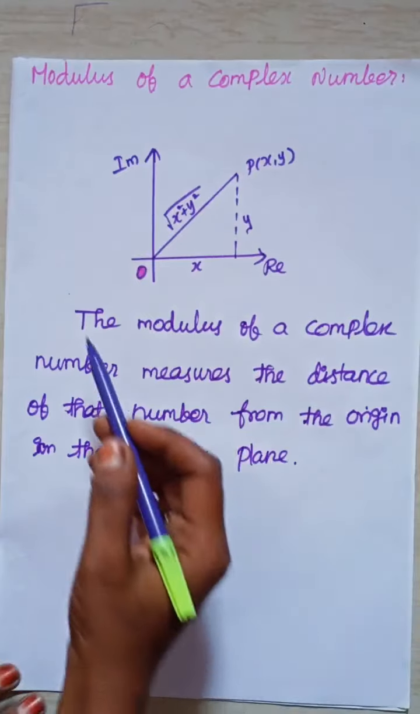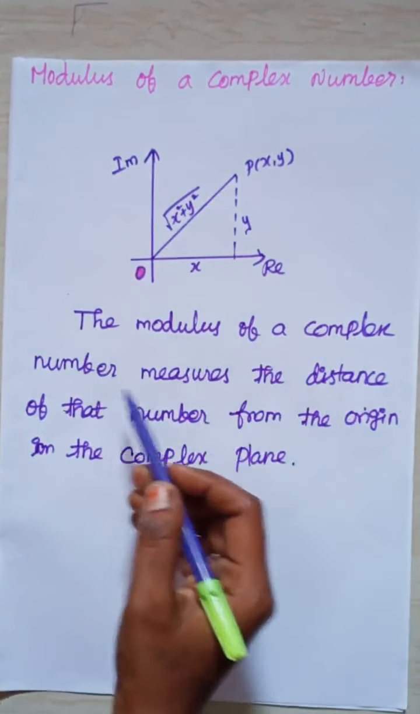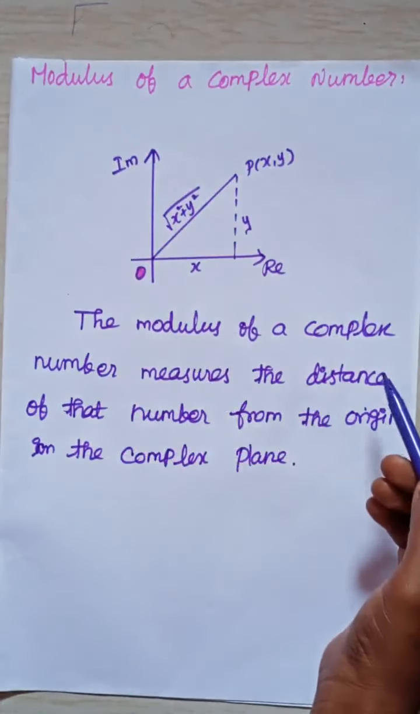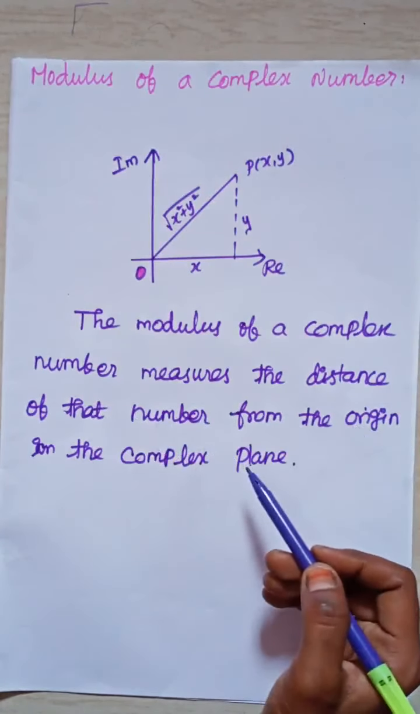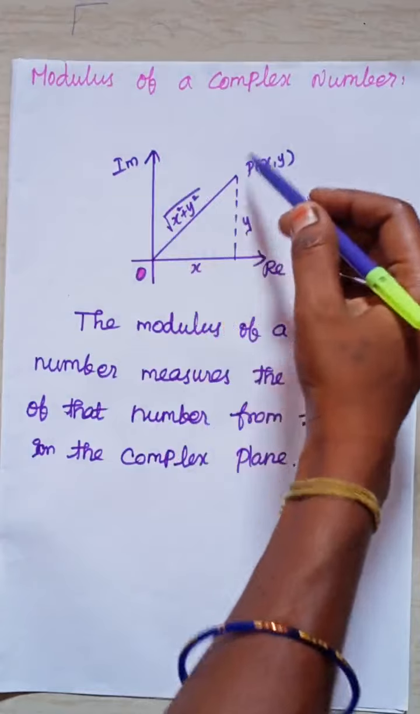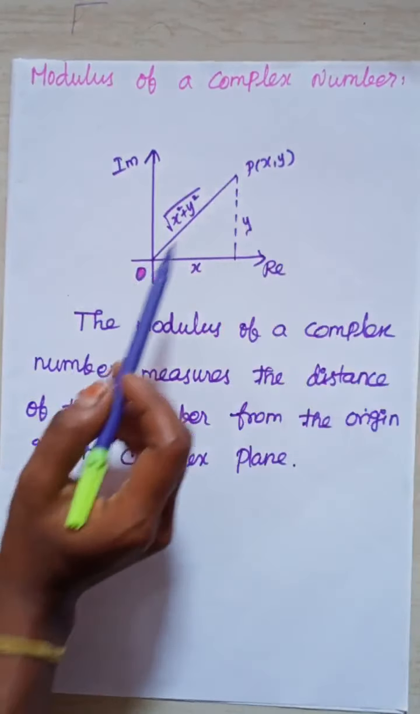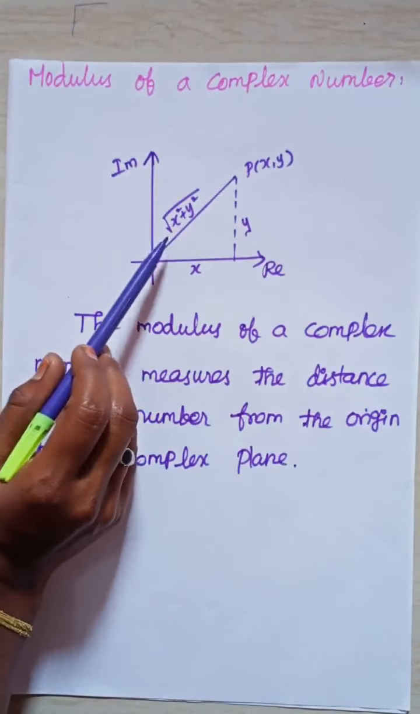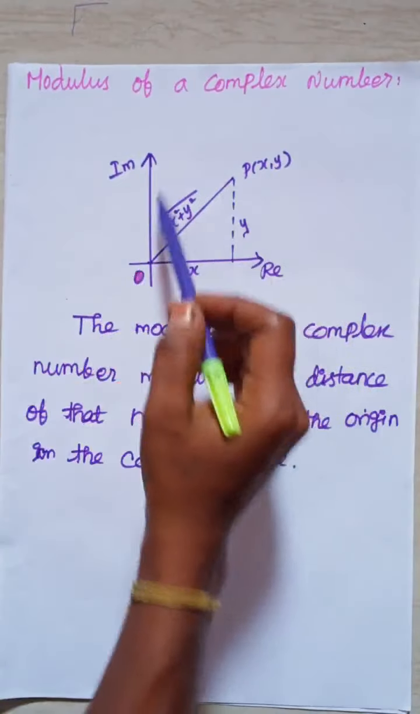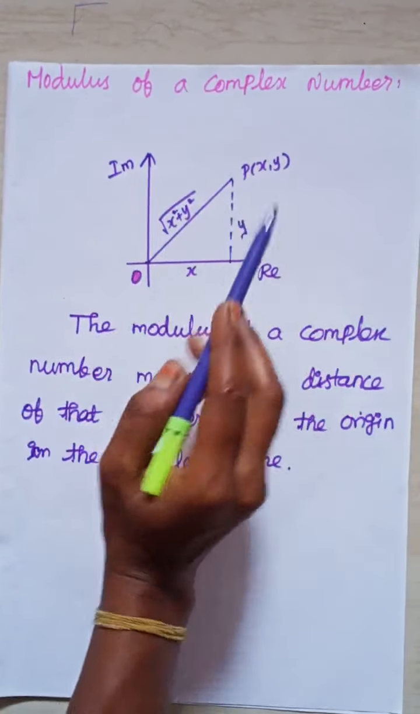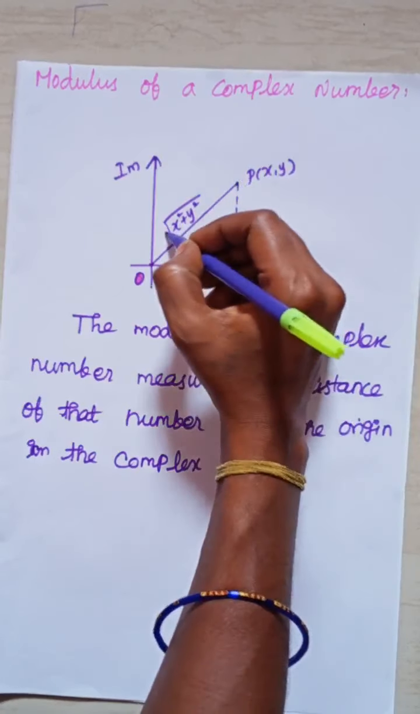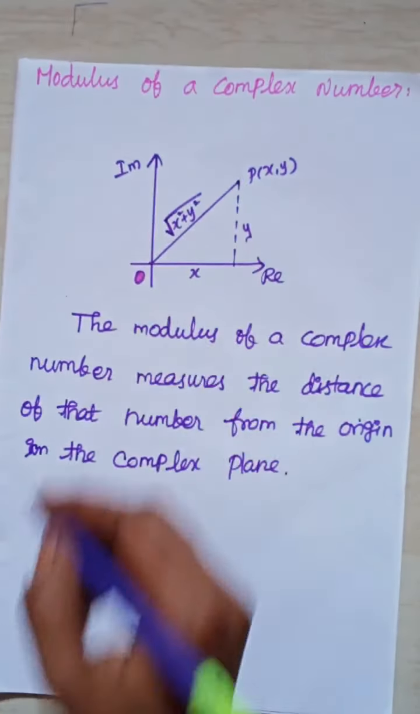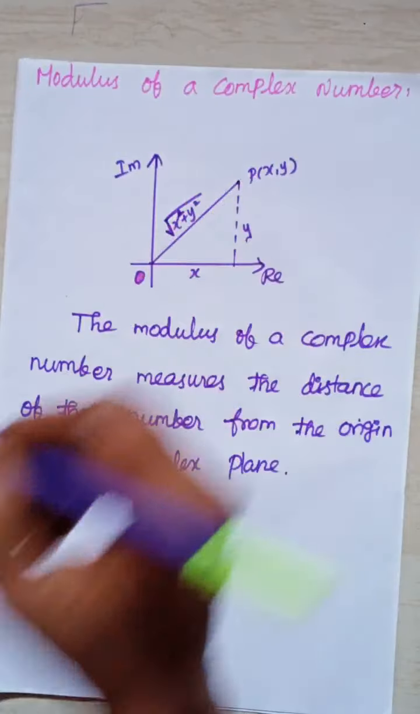What is it? The modulus of a complex number measures the distance of that number from the origin in the complex plane. Modulus is nothing but the distance of the number from the origin in the complex plane. From the origin to the last point, the distance is called modulus.